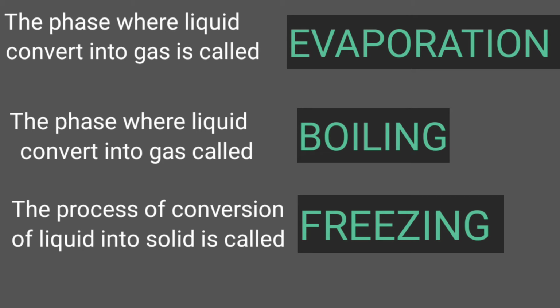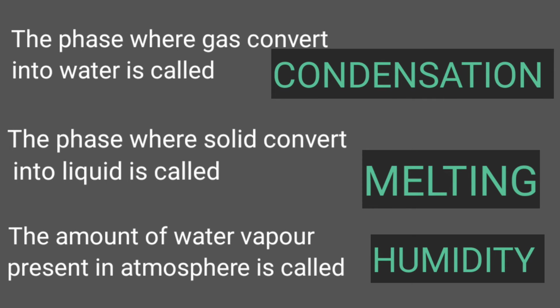Now let's see the simple definitions for the 6 words. The phase where liquid converts into gas at a constant temperature is called boiling. The phase where liquid converts into solid is called freezing. The phase where gas converts to liquid is called condensation. The phase where solid converts to liquid is called melting. The amount of water vapor present in the atmosphere is called humidity. Now let's try to describe each word in simply 2 or 3 points.